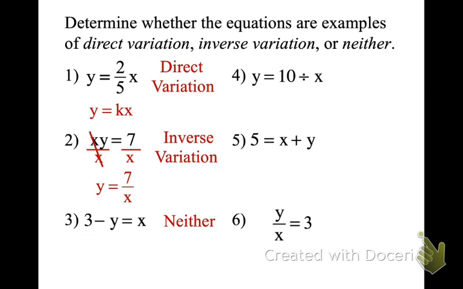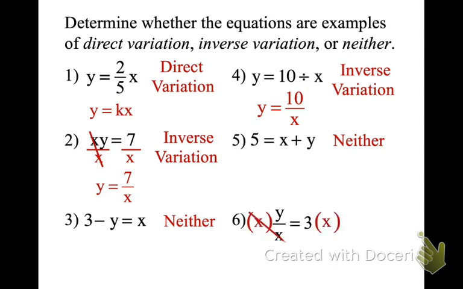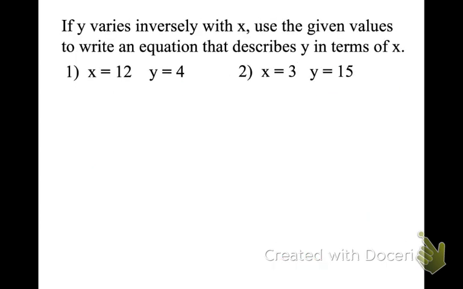All right, y equals 10 divided by x. Let's write that in fraction form. So yes, it's an inverse variation. To get the y alone on the next one, I would subtract x. It would be negative x plus 5, so it's neither. And then I'm going to multiply both sides by x, and we end up with y equals 3x. So it's direct variation.